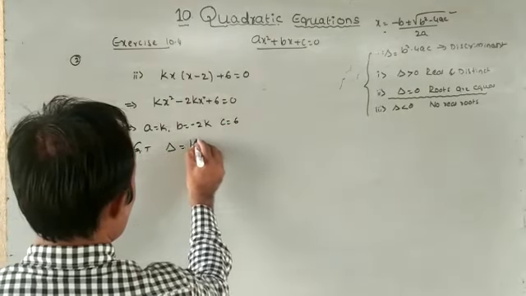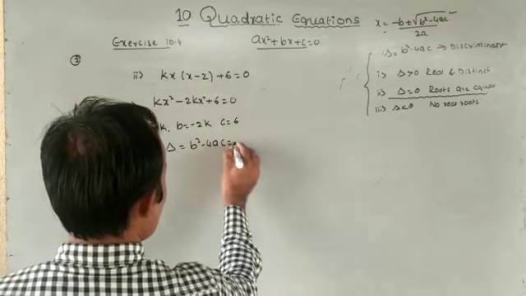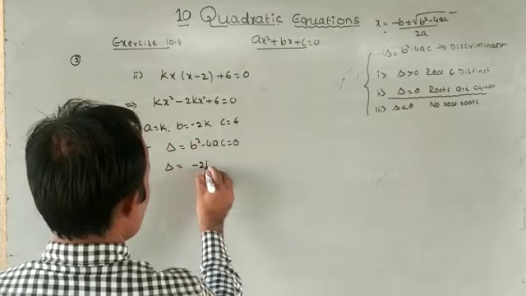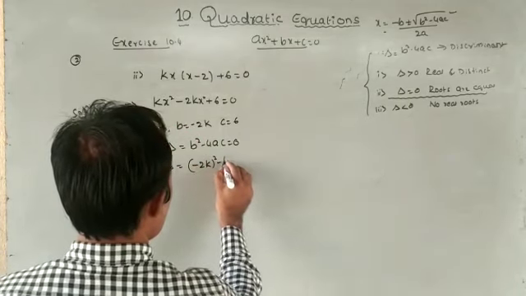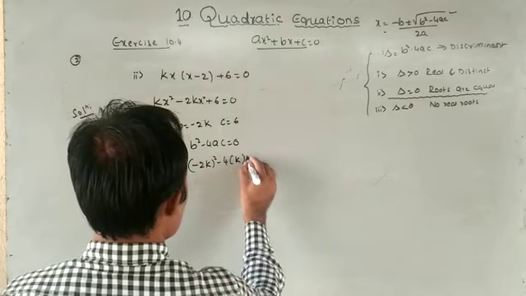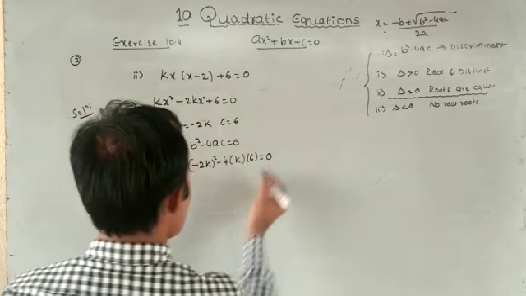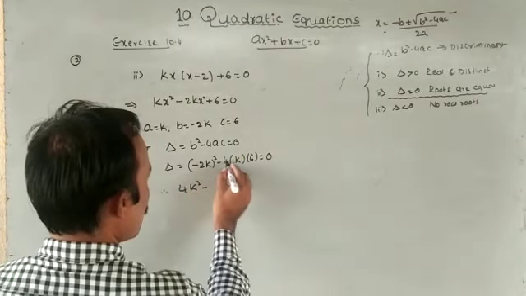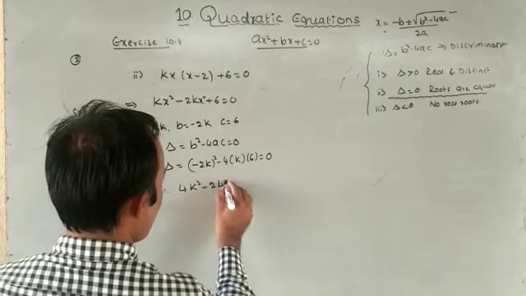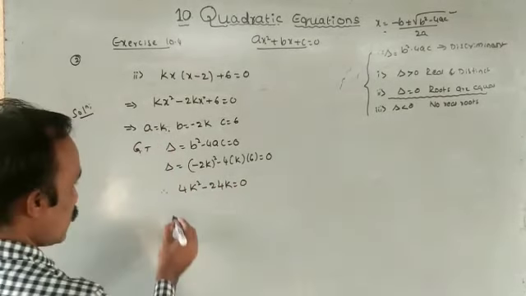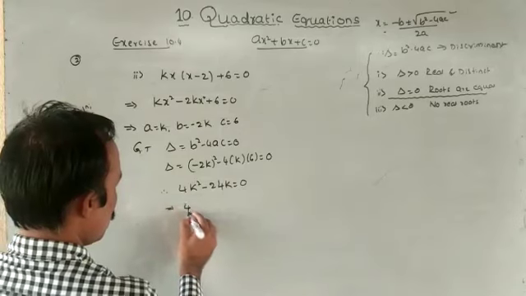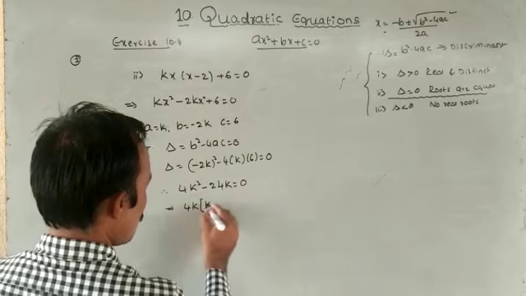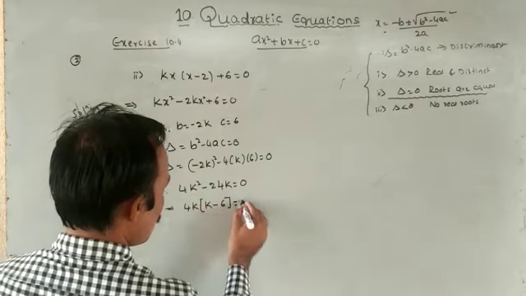Roots are equal. What is the value of delta? B square minus 4ac. They have already given this value as 0. So delta is equal to b square, minus 2k whole square, minus 4 into a, k, into c value 6, is equal to 0. Therefore 4k square minus 4 into 6, 24k is equal to 0. Is there anything common here? 4 is common, and k is common from k square and k. Remaining k minus 6 is equal to 0.